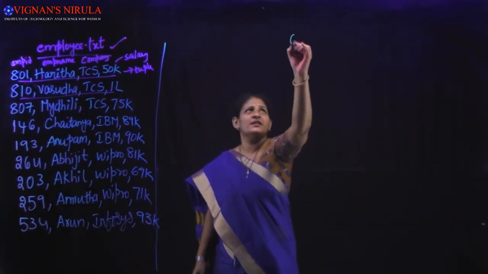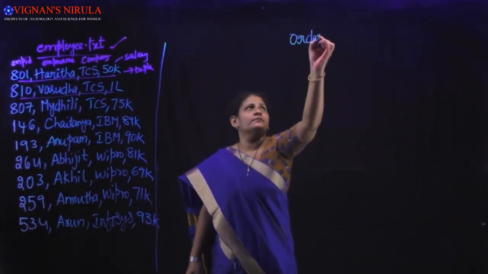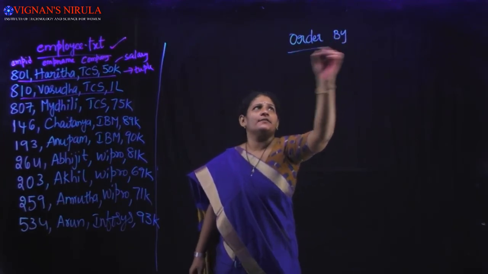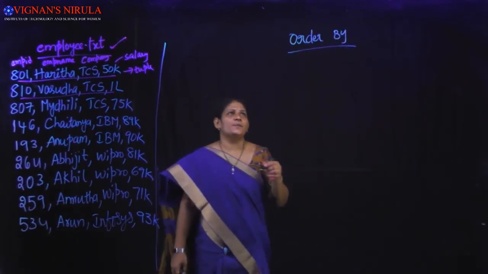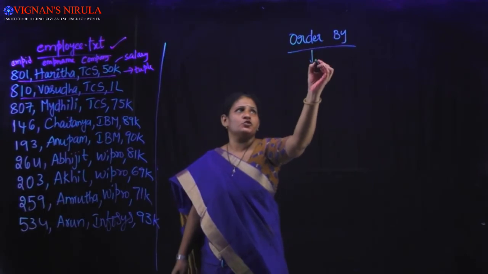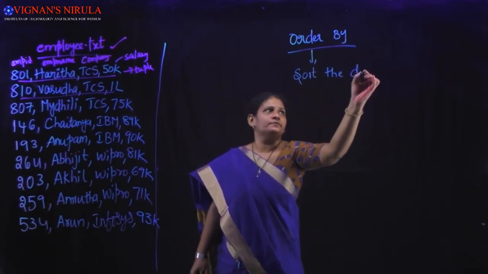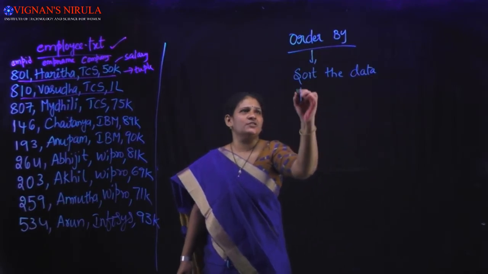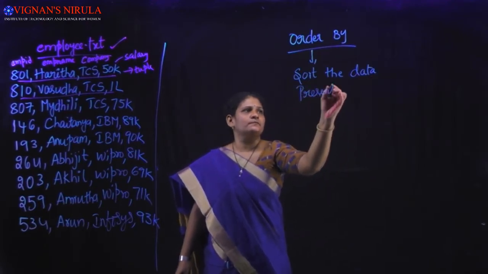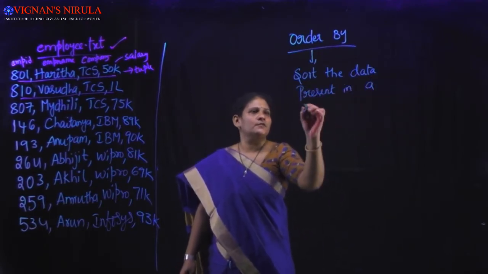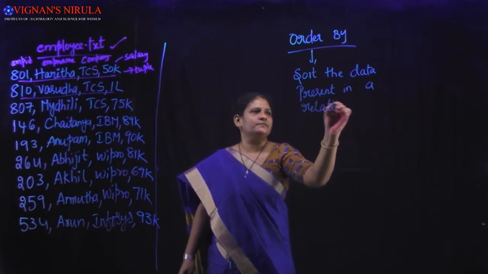The next one is order by. This operator is used to sort the data present in a relation based on some fields.